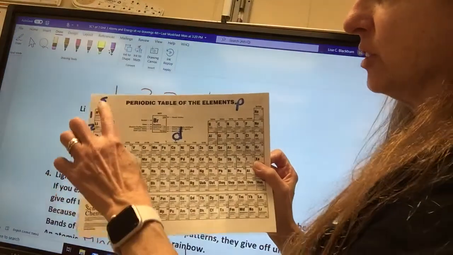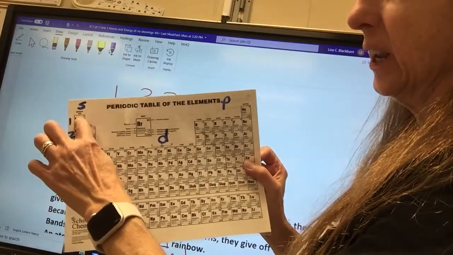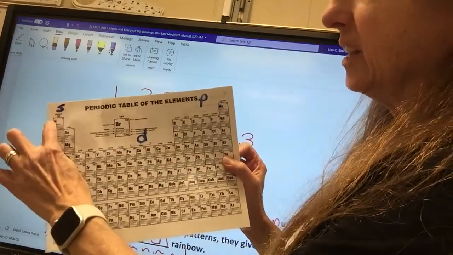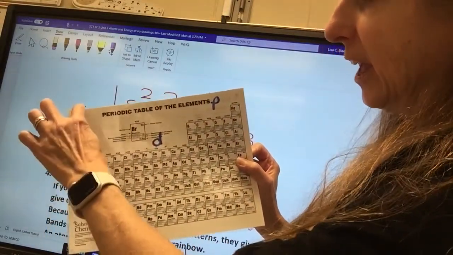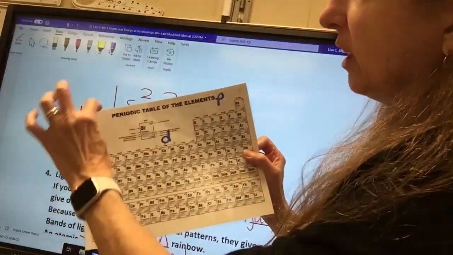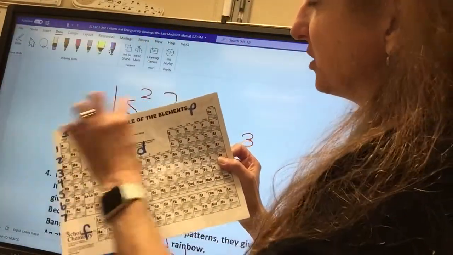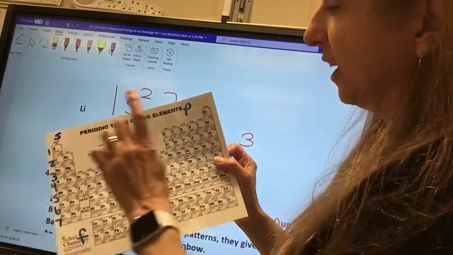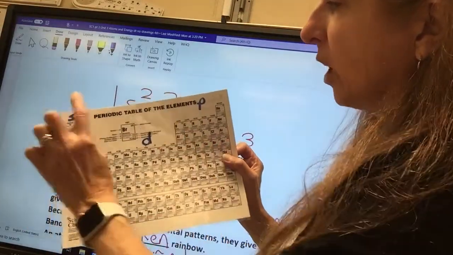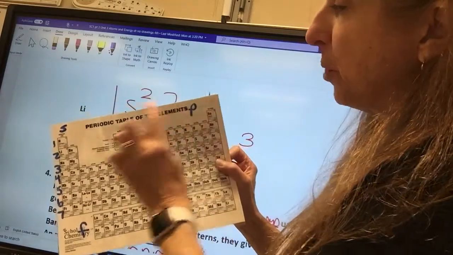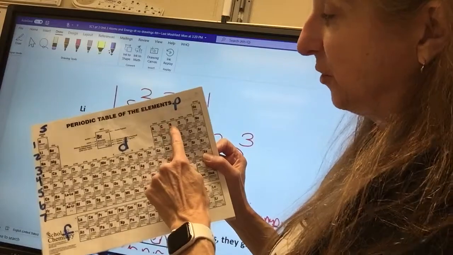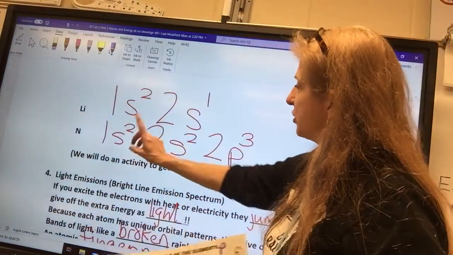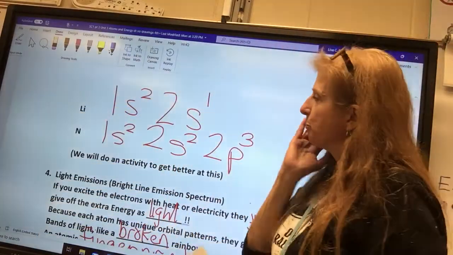Okay, so we're going to do hydrogen. 1s1. Helium. 1s2. We counted 2. Lithium. 1s2, 2s1. Now we're going to do nitrogen. 1s2, 2s2, 2p, 1, 2, 3. 1s2, 2s2, 2p3. We're going to do an activity on this that you're going to get better at.